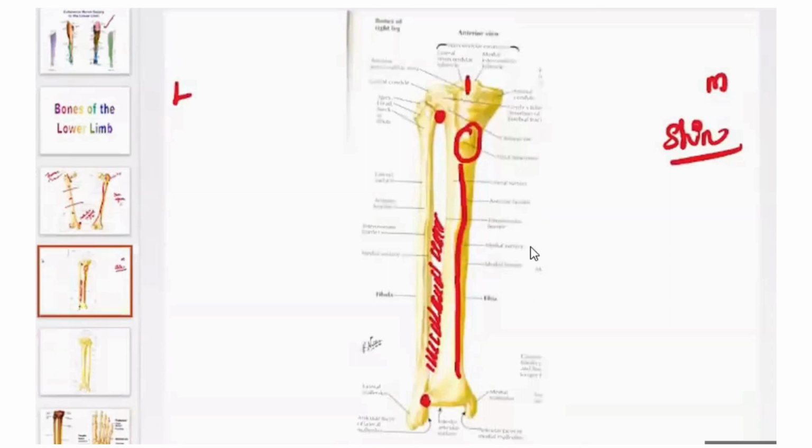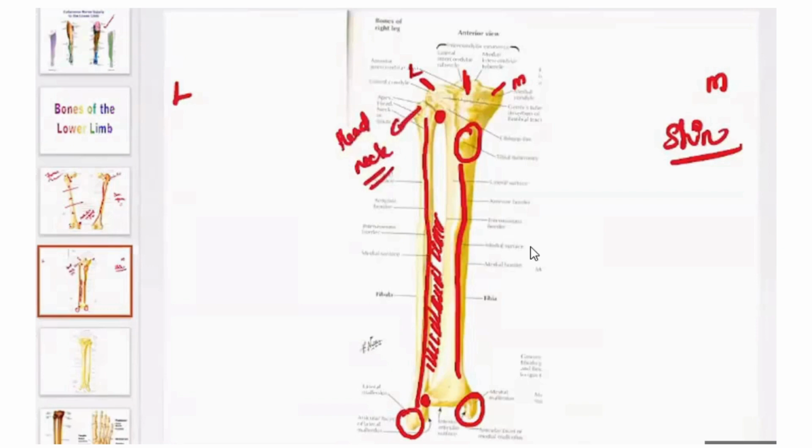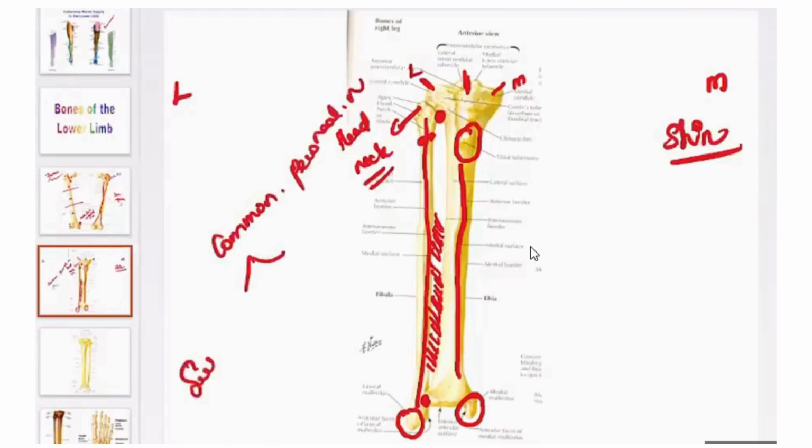This is the fibula. Lower down, this is the medial malleolus. Fibula has a head and neck. The neck is related to the common peroneal nerve. It divides into superficial peroneal nerve and deep peroneal nerve. Deep peroneal nerve supplies the anterior compartment of the leg. The superficial peroneal nerve supplies the lateral compartment of the leg.